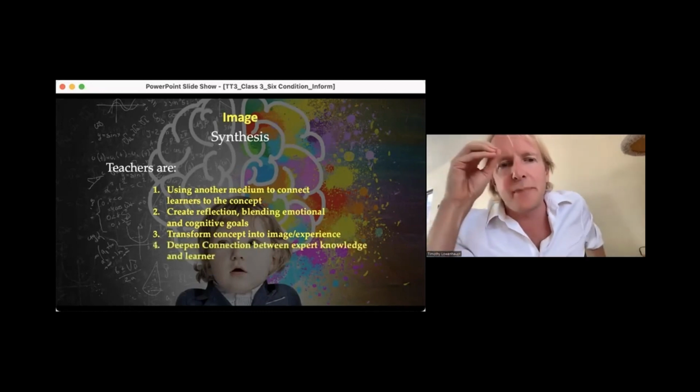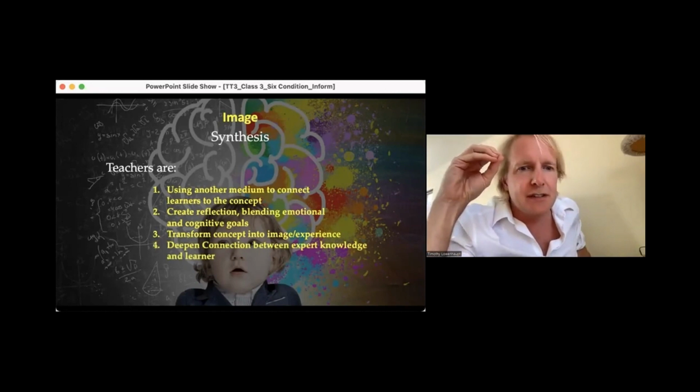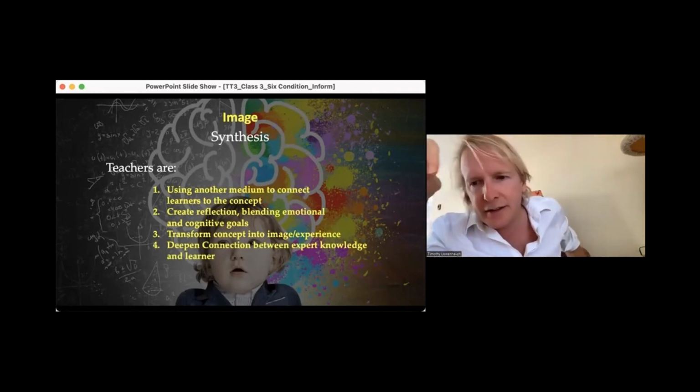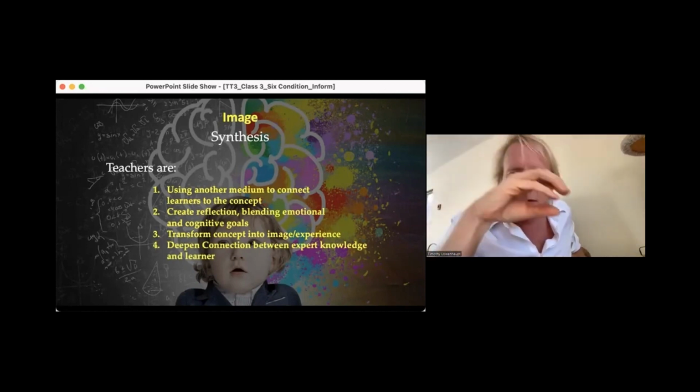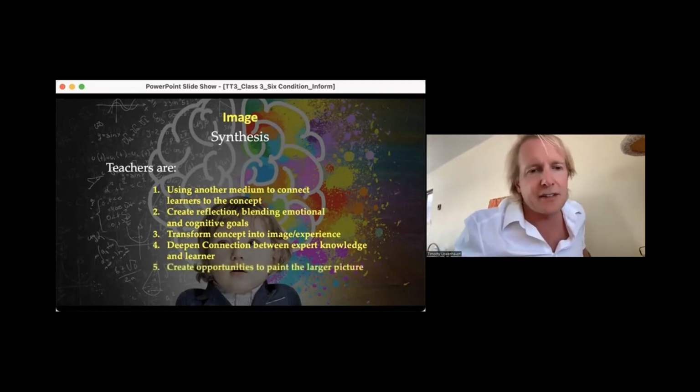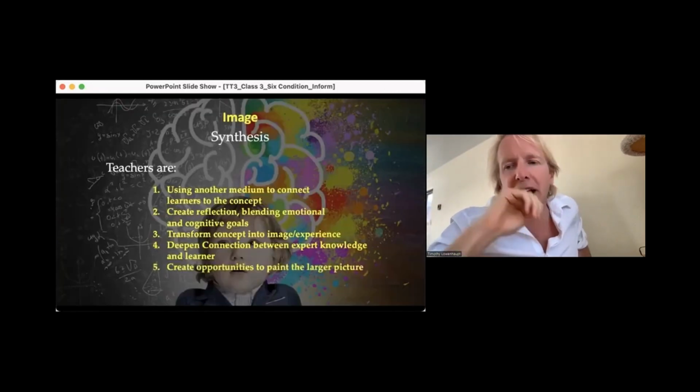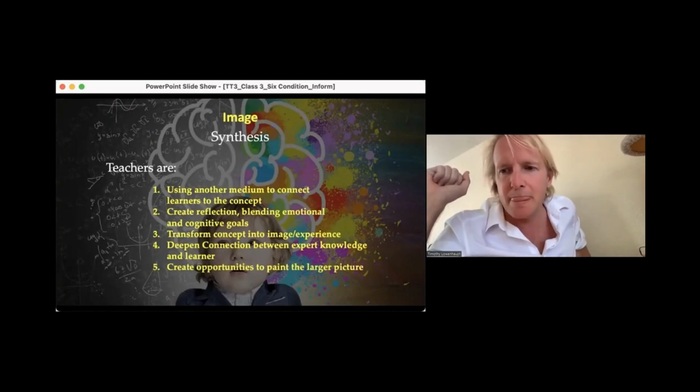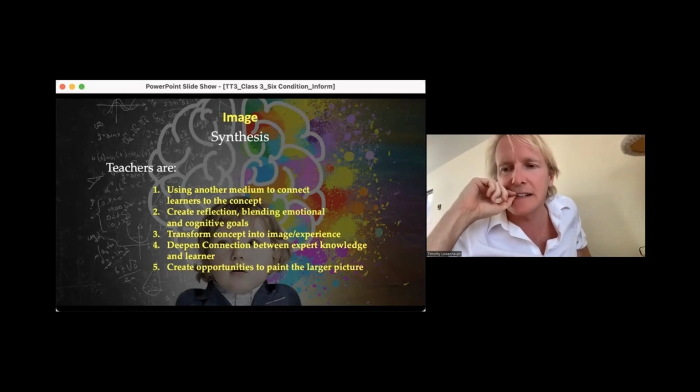And then you create deepening connections between the expert knowledge and the learners. So you're trying to create those deep connections. And then you're trying to create opportunities to paint the bigger picture, right? To paint the larger picture.